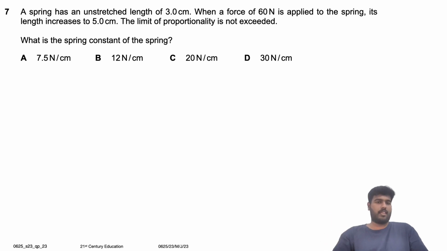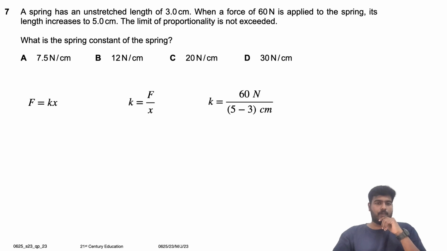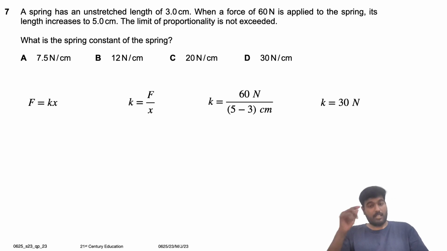We know that F is kx. From this we can find the spring constant, F by x. So it's given, force is 60 Newton divided by, unstretched length is 3 cm, extended length is 5 cm. So this x is actually the extension, so 5 minus 3 cm. Okay, it's 30 Newton. Actually it must be, spring constant unit is 30 Newton per centimeter. Yeah, small error there.